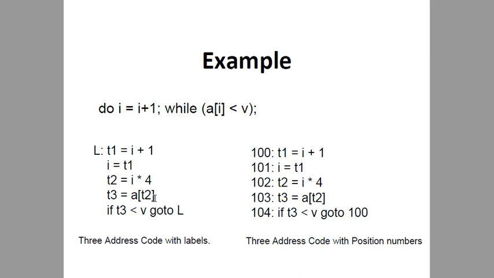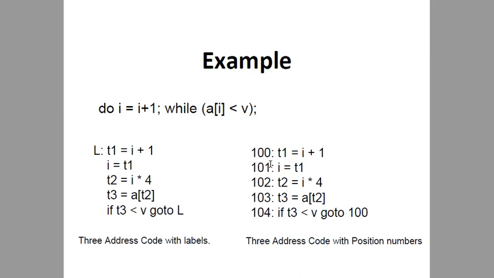If that value of T3 is less than v, while A[i] is less than v, then only we will go to L. Otherwise, we will not go to L. So the while loop is written like this: if T3 is less than v, then go to L. This is three address code with labels, and this is our three address code with position numbers.